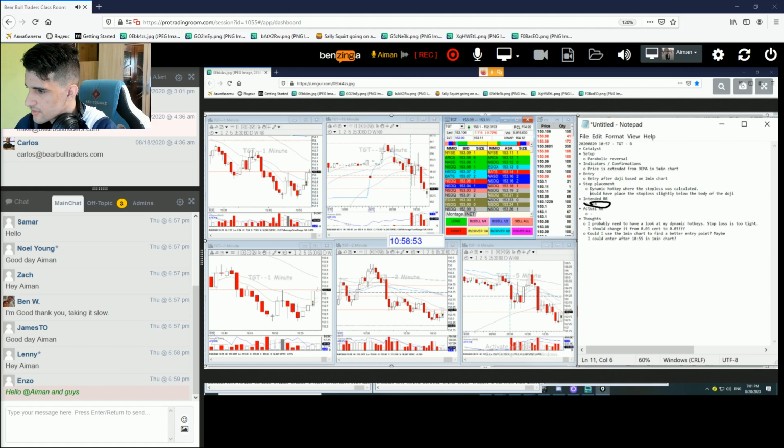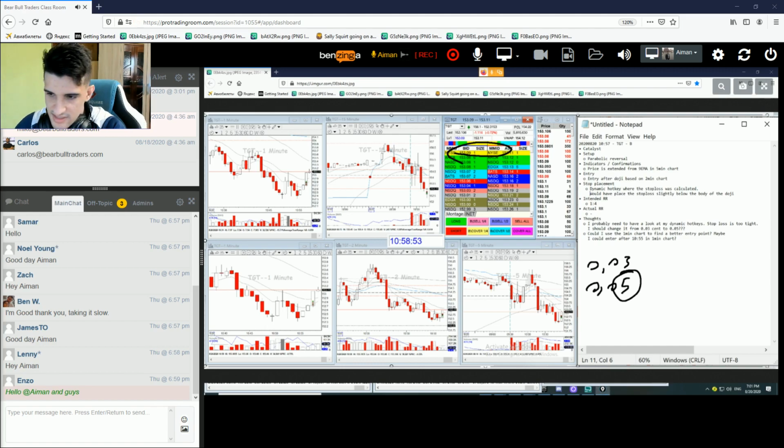I probably need to have a look at my dynamic hotkey. Stop loss is too tight. I should change it from 0.3 cents to 0.5. So look, if you are using the hotkeys, you can't just decide on a random hotkey. You can't have maybe 0.03 stop loss or 0.05, which is 5 cents on TGT, which has a spread of 2 cents and which is a $153 priced stock, right? I guess you could have even got some slippage here. So yeah, 3 cents, 5 cents is so tight.